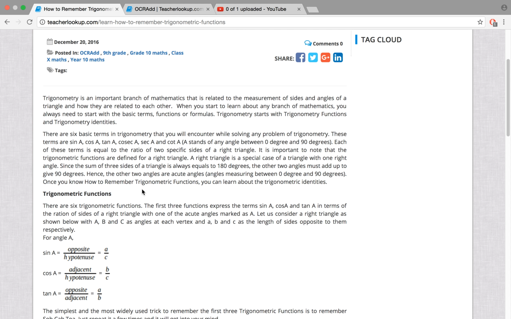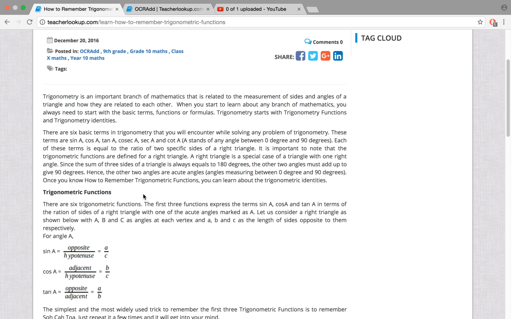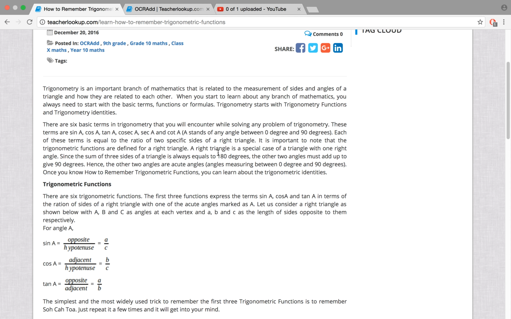All right, so trigonometry is an important branch of maths. It's a measurement of sides and angles. It's got six basic terms. These terms are sine A, cos A, tan A, cosec A, sec A, and cot A. Each of these terms is equal to the ratio of two specific sides of a right angle triangle.